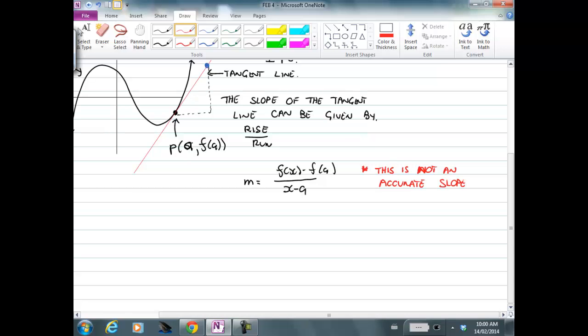Because the farther x is away from a, the less accurate it is. Because if I have a point really, really far away, it depends on which angle you're going to use for the slope. That's the problem with this method.